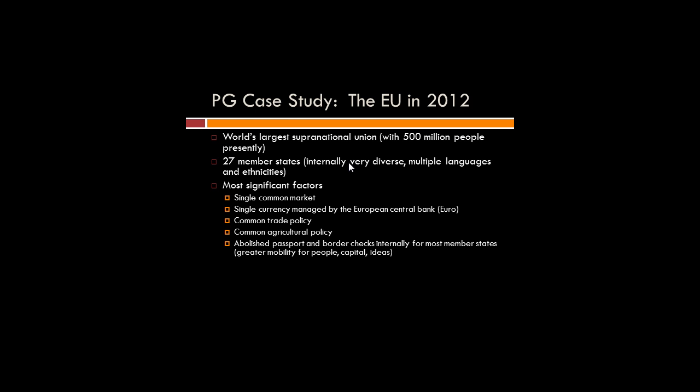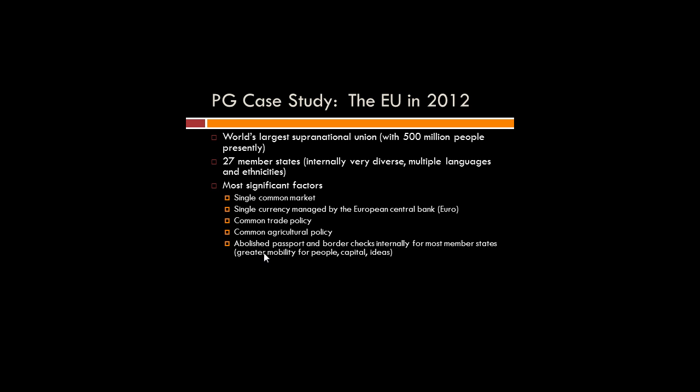So let's move on to some of the details. This is basically our political geography case study, the EU presently. It is the world's largest supranational union, with about 500 million people living within those 27 member states. Because each state basically has its own language and ethnicity, that means it's internally very, very diverse. So I suppose it's kind of like an emerging single multinational state more than anything else. There are multiple languages and, of course, therefore, multiple ethnicities. But there are some common threads that are really important as well.